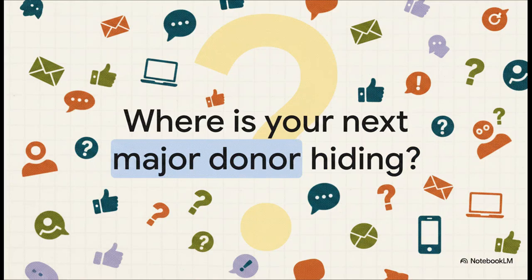I want you to think about this for a second. Where is your next major donor hiding? Because the data shows they aren't some mythical figure you have to cross the globe to find. Now, they're likely already in your orbit. They're quietly liking your posts, they're attending a virtual event, maybe making a small annual contribution here and there. Basically, they're hiding in plain sight as just another anonymous face in the crowd. So let's look at how we can actually unmask them.